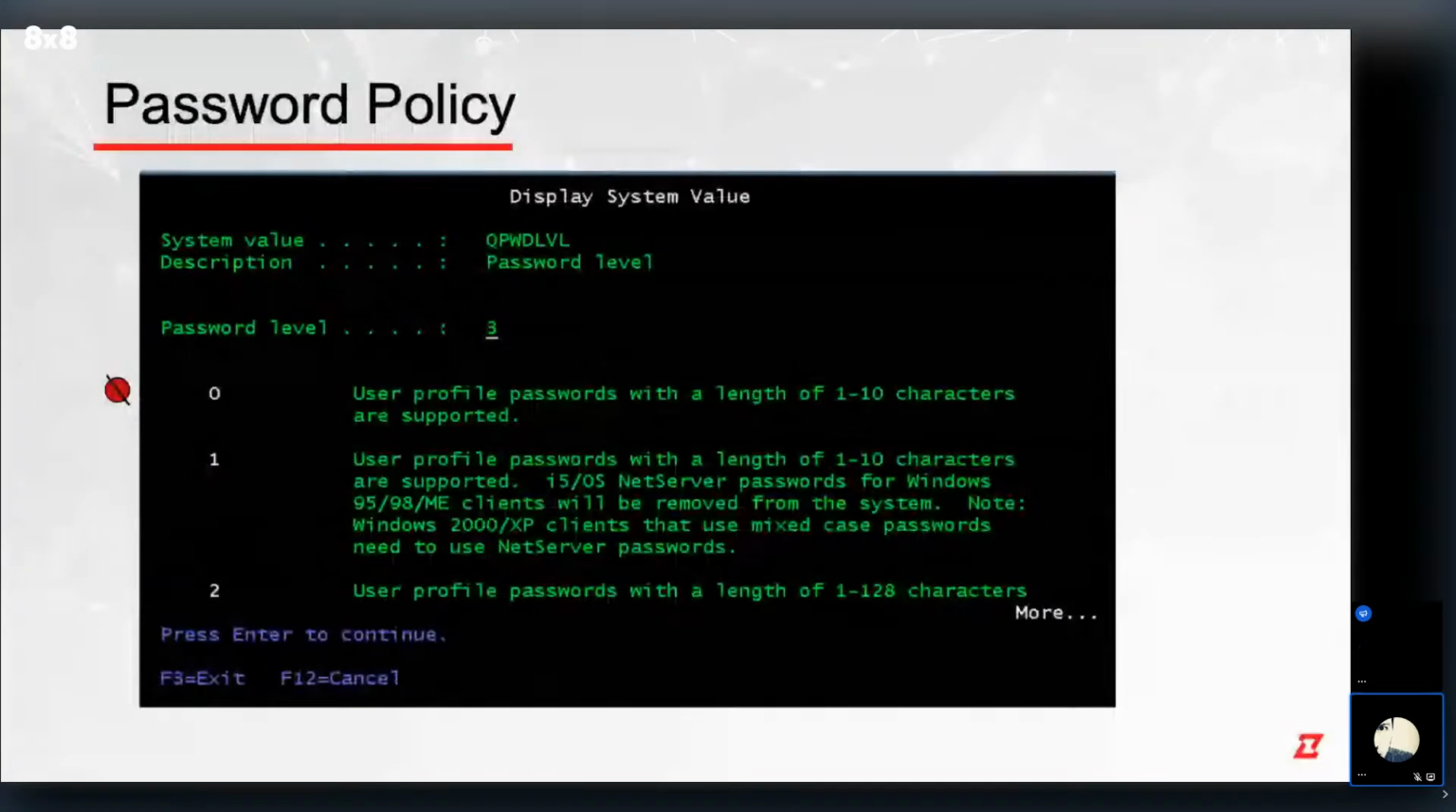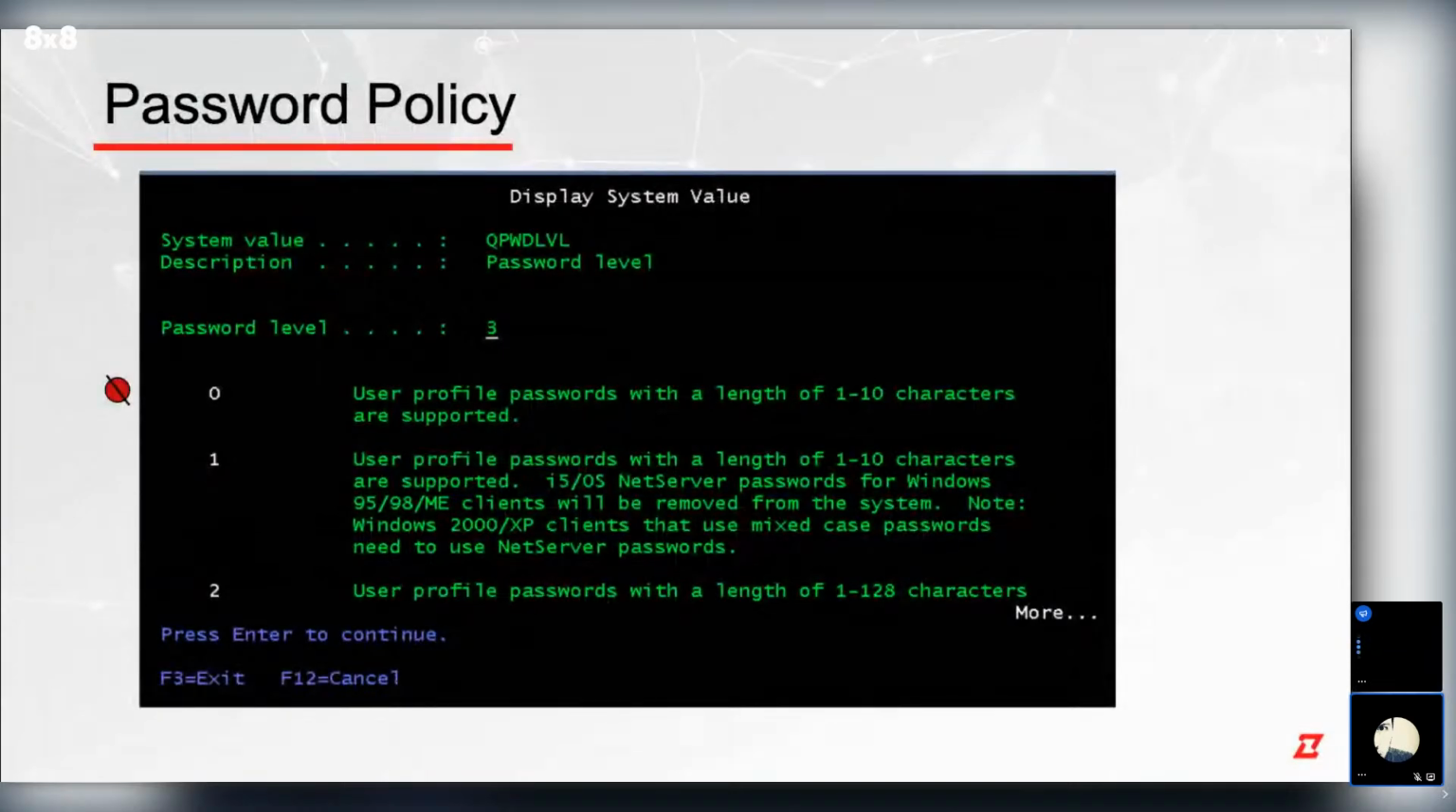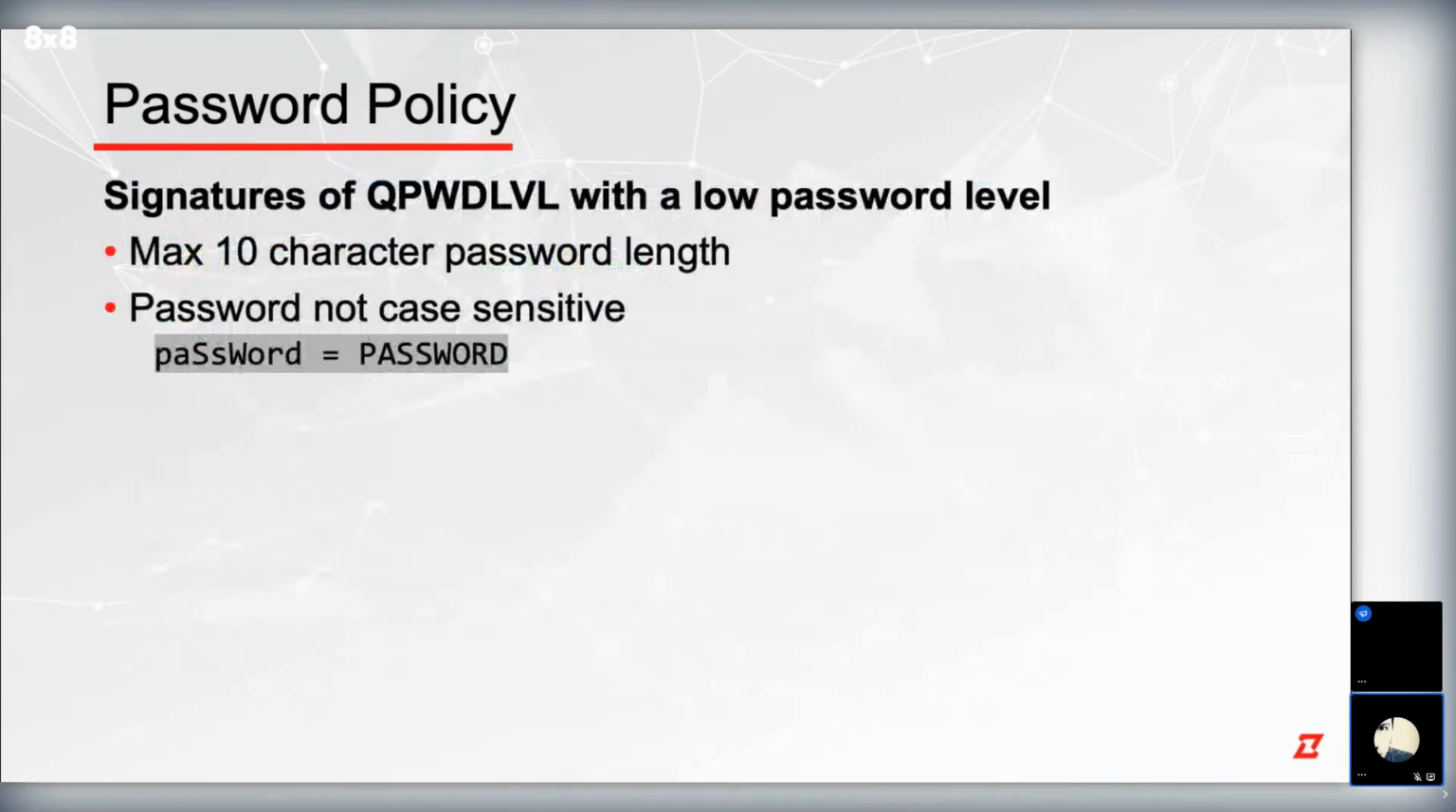Here you can see a different way of looking at that same password level. 0 till you won't see 3, but if you go to more, you'll see the other password levels. Next slide, please. One signature of a poor, low password level being used is a maximum of 10 characters. Something else that is interesting is there's no case sensitivity. So if you set a password with uppercase, you can log in with lowercase. Most likely the reason they have this maximum length is legacy support for way back when systems were very tight on memory. Next slide, please.